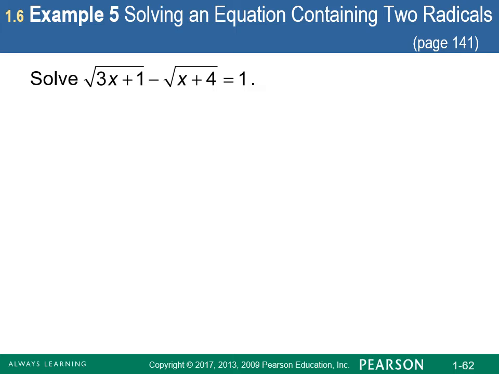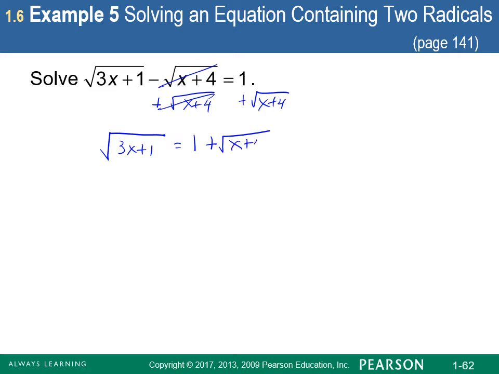We'll use a similar process for this one, but it does require a lot more work, so pay careful attention. We are going to fix this where both square roots are not on the same side. That will make it a little bit easier. So we will add the square root of x plus 4 to both sides, and that will disappear. So we have square root of 3x plus 1, and this is 1 plus the square root of x plus 4.